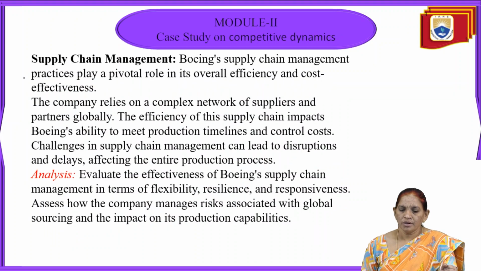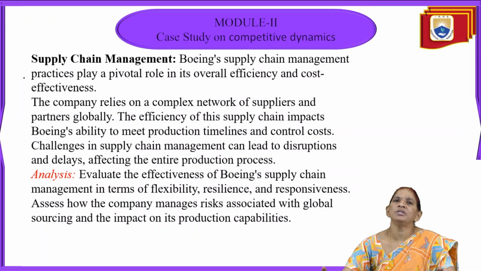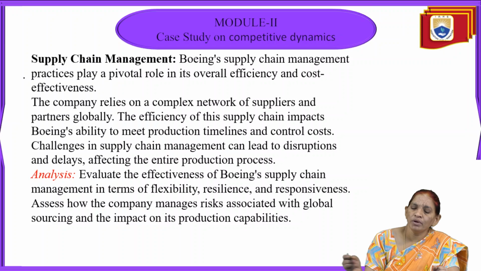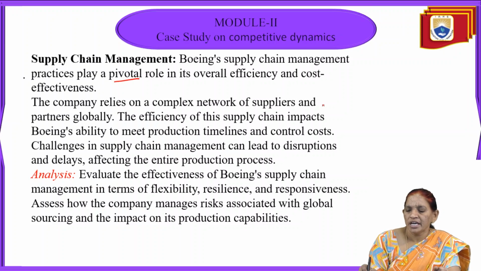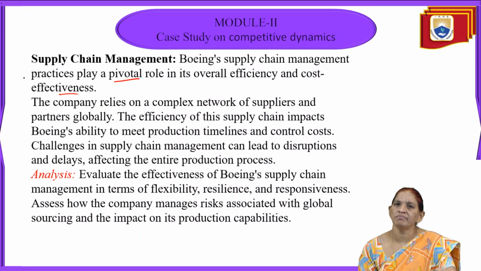So here we come across these two incidents, and we can identify what the Boeing aircraft company has done and how it has overcome these challenges. First, Boeing has concentrated on supply chain management. Boeing's supply chain management practice plays a pivotal role in overall efficiency and cost effectiveness. Means overall efficiency and cost effectiveness are achieved through supply chain management.